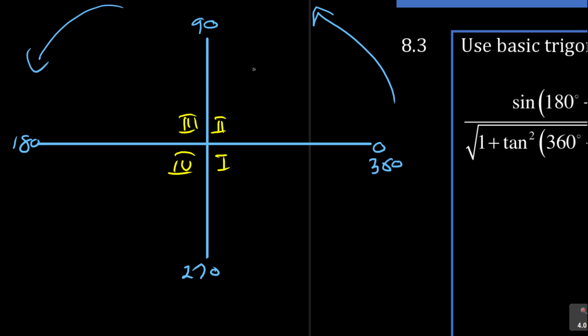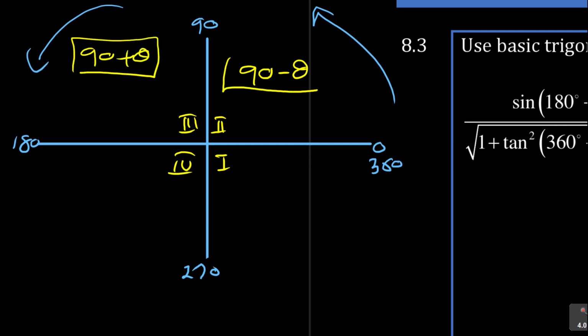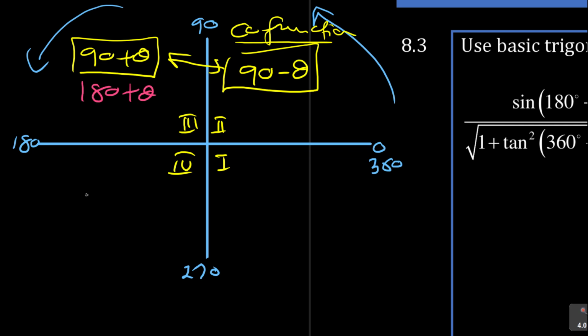And the reduction rules: before 90, it's 90 minus theta. After 90, it's 90 plus theta. These two, we call them cofunctions. You use them when you're dealing with 90. The common ones are 180 minus theta, and after 180, 180 plus theta. Then before 360 is 360 minus theta. Very common.